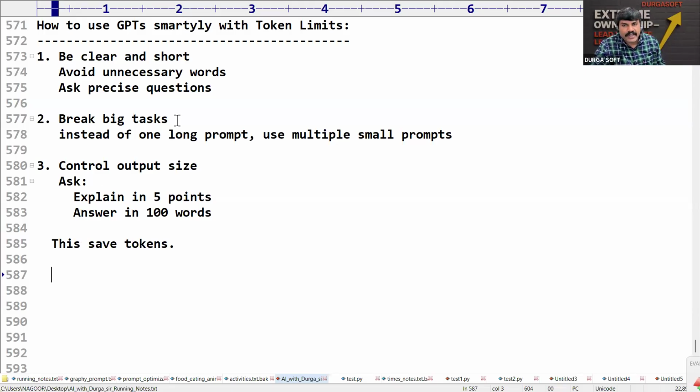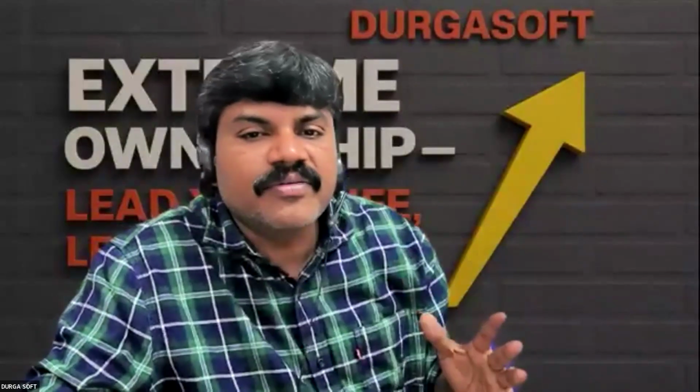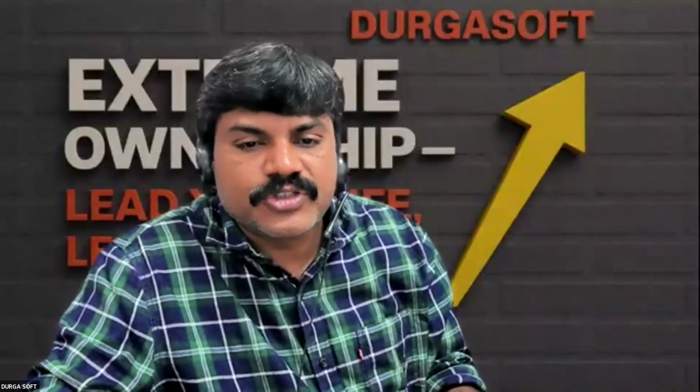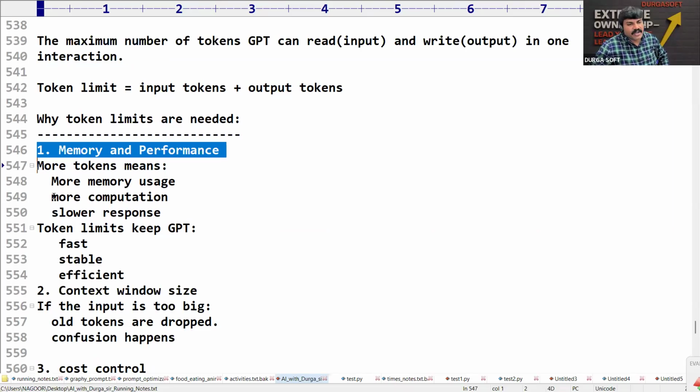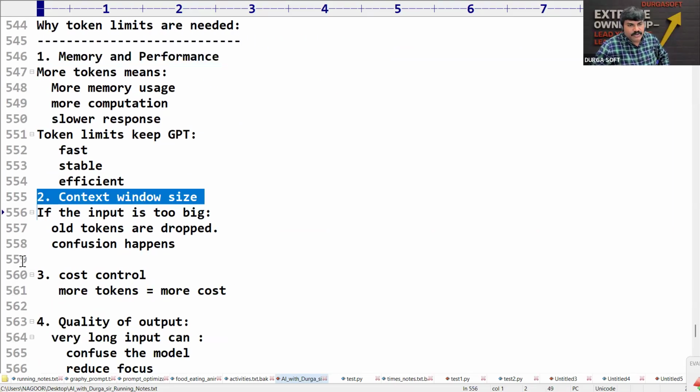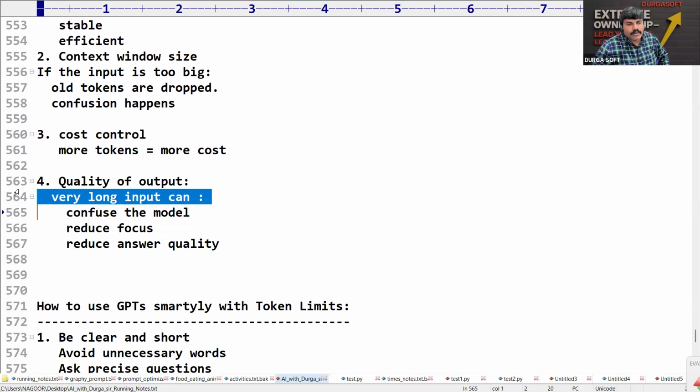So, what is the token limit? Why does the token limit matter a lot? Next, how smartly are we going to handle it? Very simple, sir. The maximum number of tokens GPT can read and write in one interaction is considered the token limit, that is, input tokens plus output tokens allowed. Why is this required? Memory and performance, context window size, cost control, and quality of the output. For all these things, the token limit matters a lot.